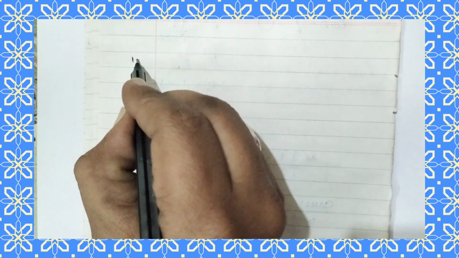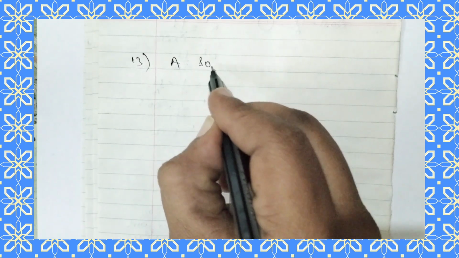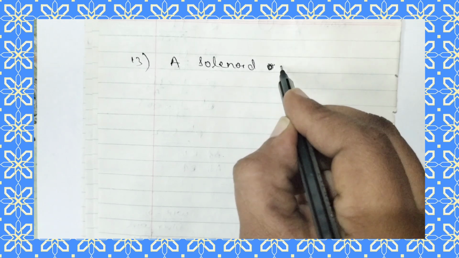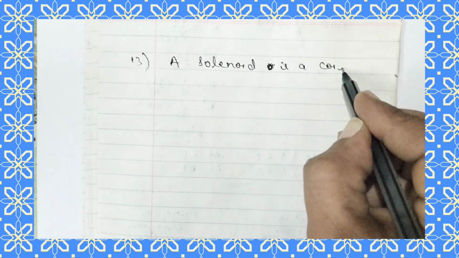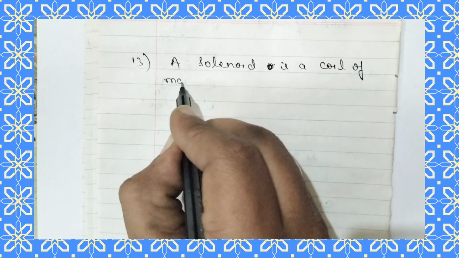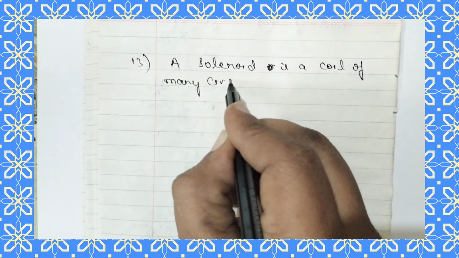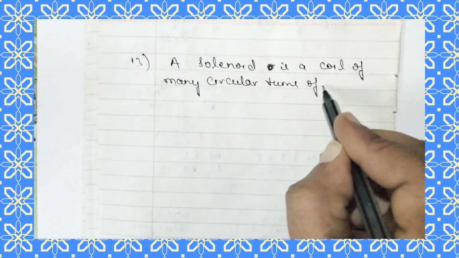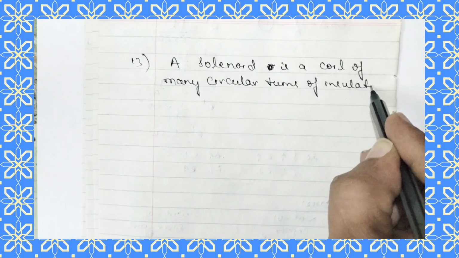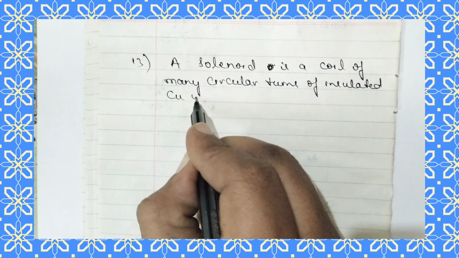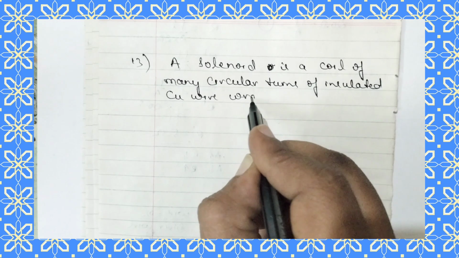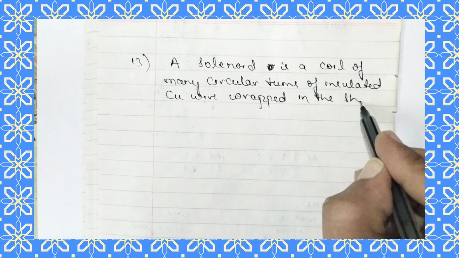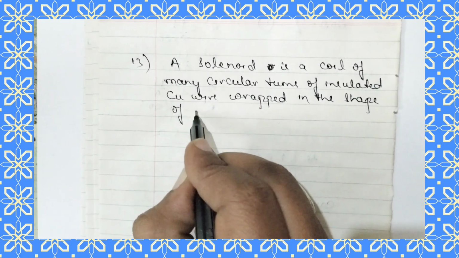What is a solenoid? A solenoid is a coil of many circular turns of insulated copper wire wrapped in the shape of a cylinder.